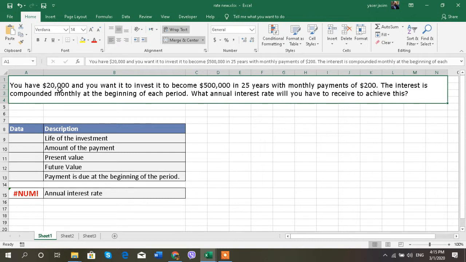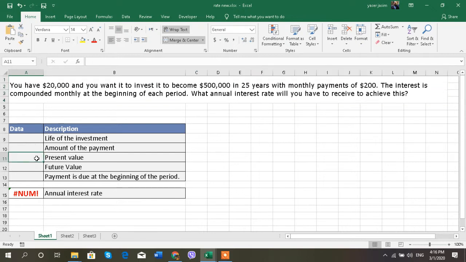You have $20,000 and you want to invest it. So currently my present value is $20,000 and I need to pay it for my investment. So the present value here is minus $20,000. Invest it to become, because it says become, that means it's in the future, $500,000, and in the future that means the future value. So the future value is $500,000. This is very easy till now.